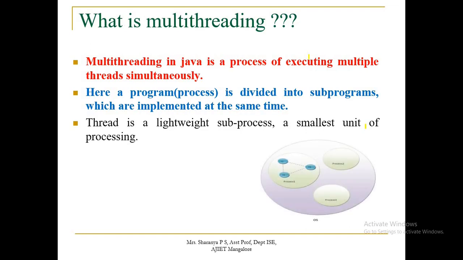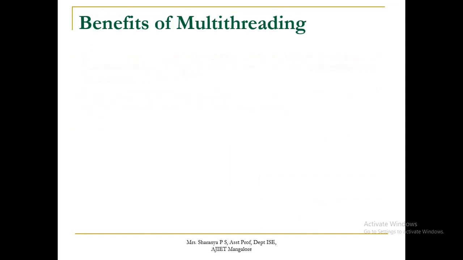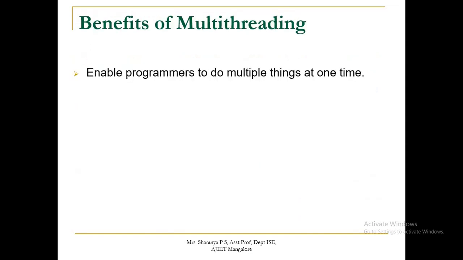Here, if you look into the diagram, these are all what we call a process. It is a heavyweight process, that is, it requires separate memory to store all of those. Next we'll see what the benefits of multi-threading are. First, this enables programmers to do multiple things at one time. Because threads are continuously executed, at a time the programmer can focus on multiple things.